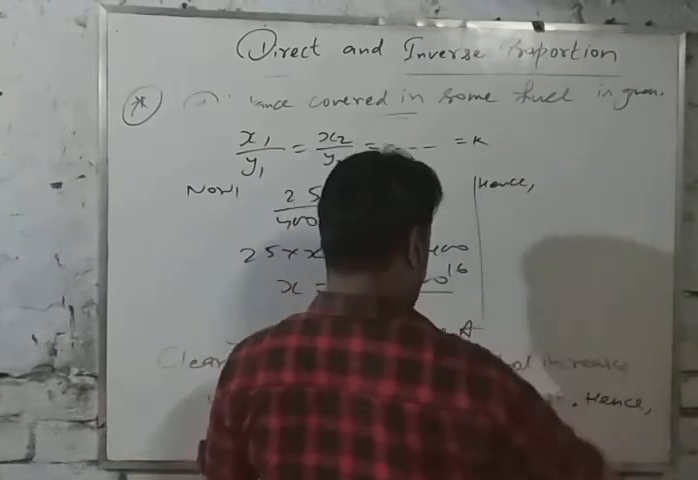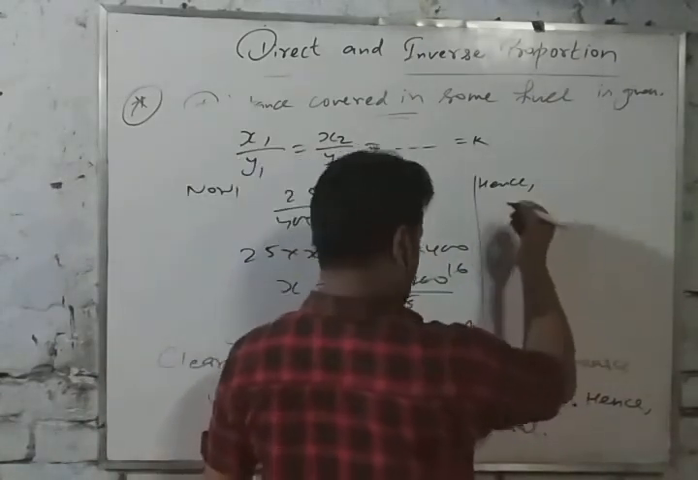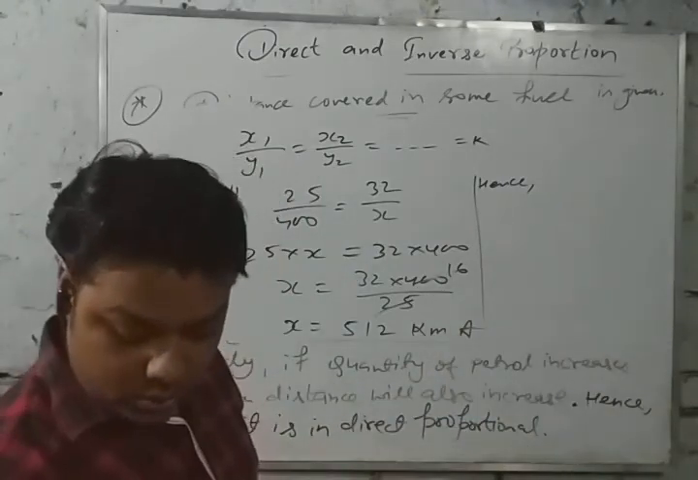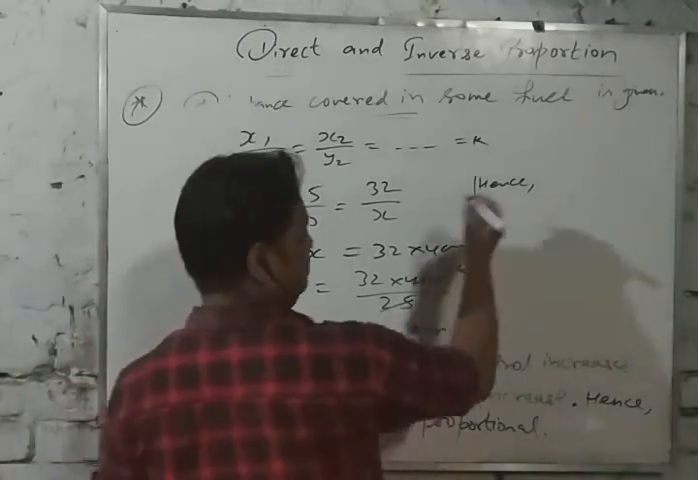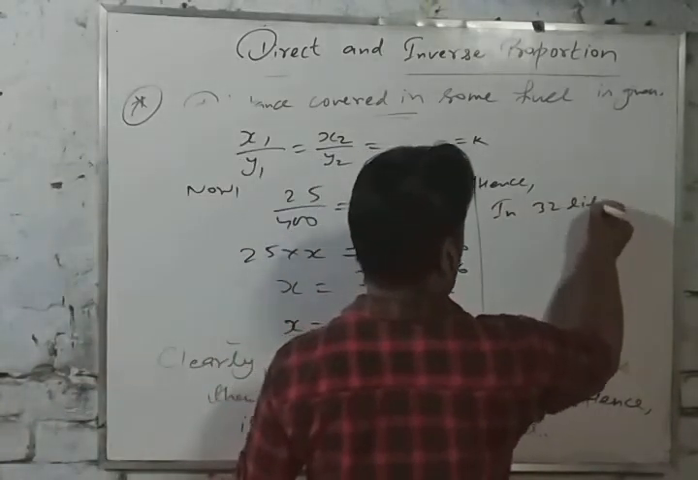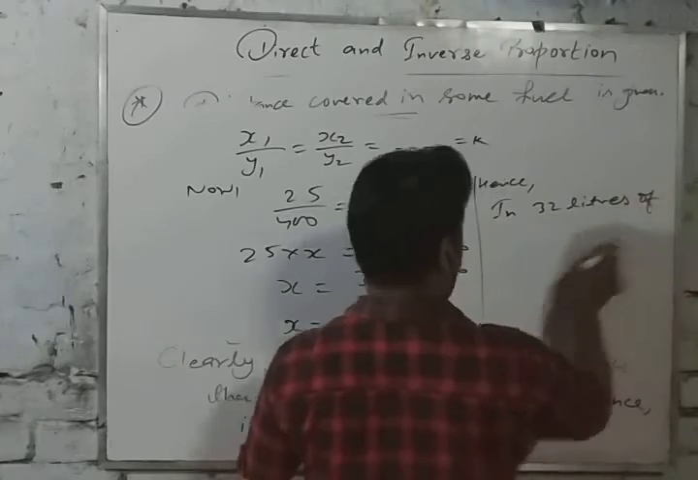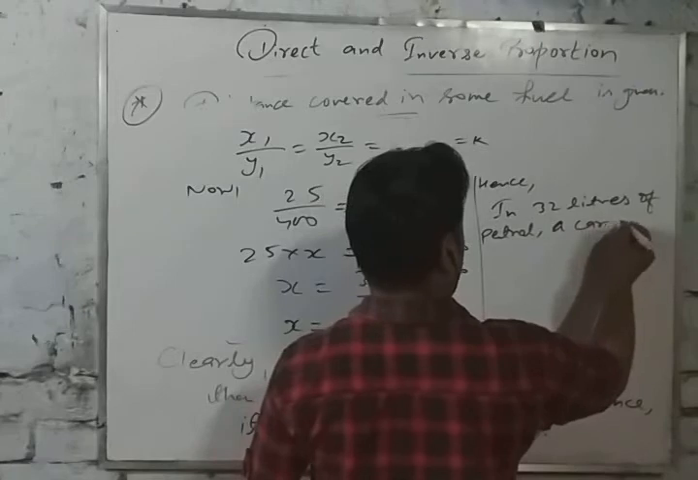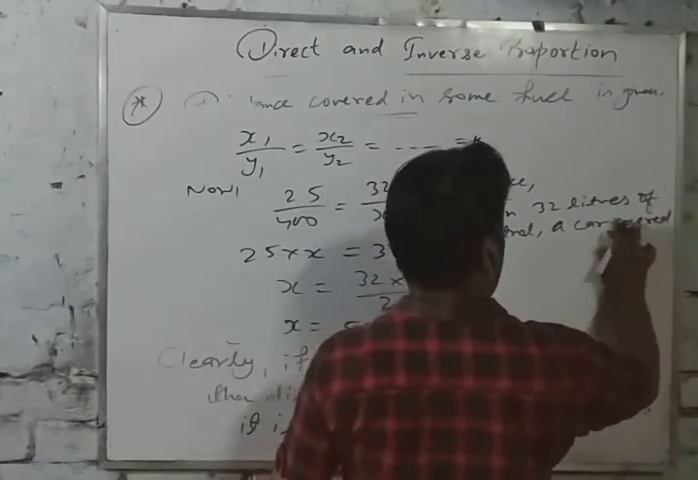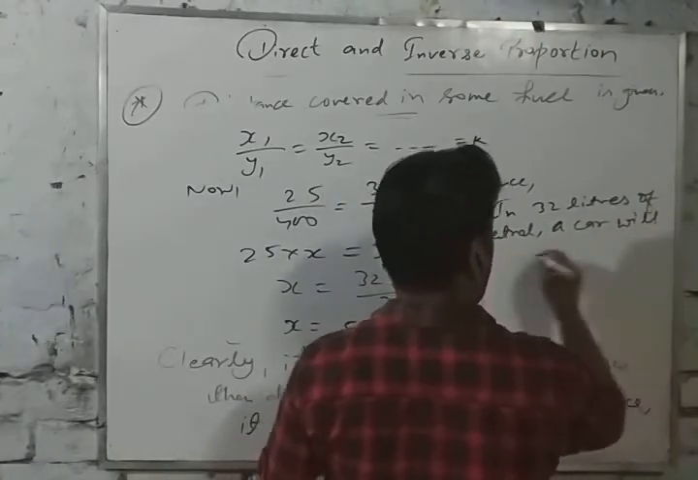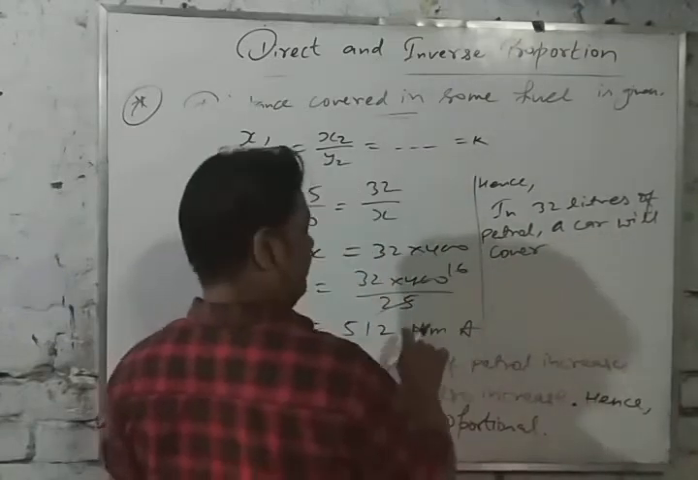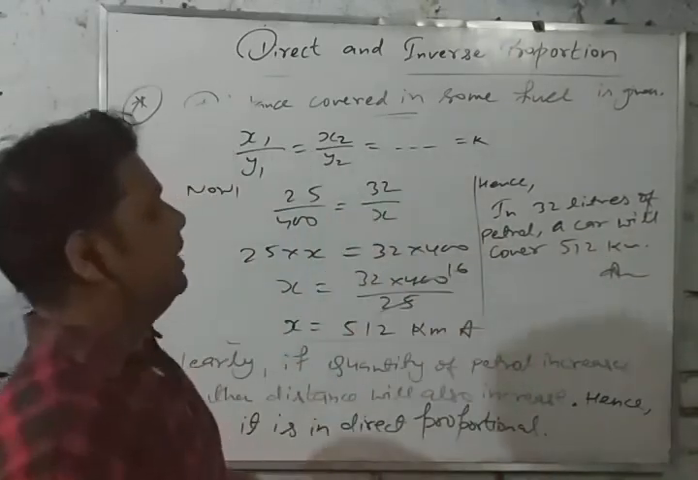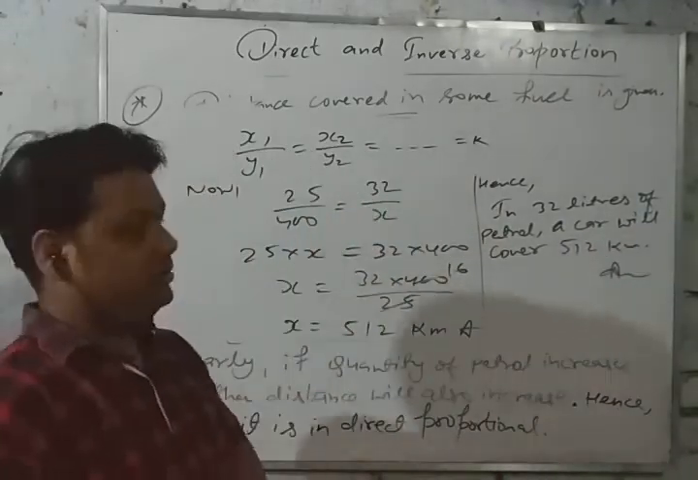Hence, what is the question? A car: how much distance would it cover in 32 liters? So here we write: in 32 liters of petrol, a car will cover 512 kilometers. So this is our answer. So like this we can find the answer to this question.